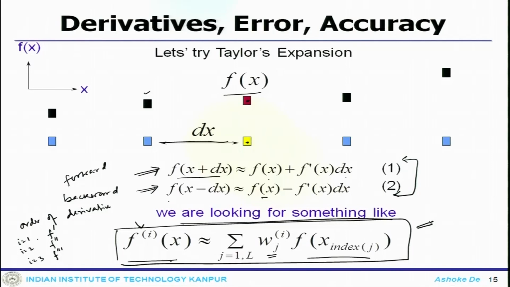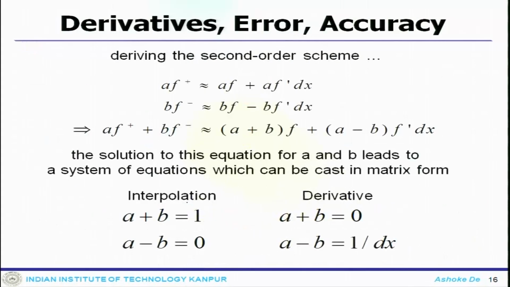So, essentially this is very useful to find a generic expression for any order of derivative. Whether I want first order derivative, second order derivative, and what order of accuracy I want, everything can be calculated. Now, you put some sort of an algebraic system. So, I want to derive a second order system. Okay. So, my numerical system should be second order accurate.